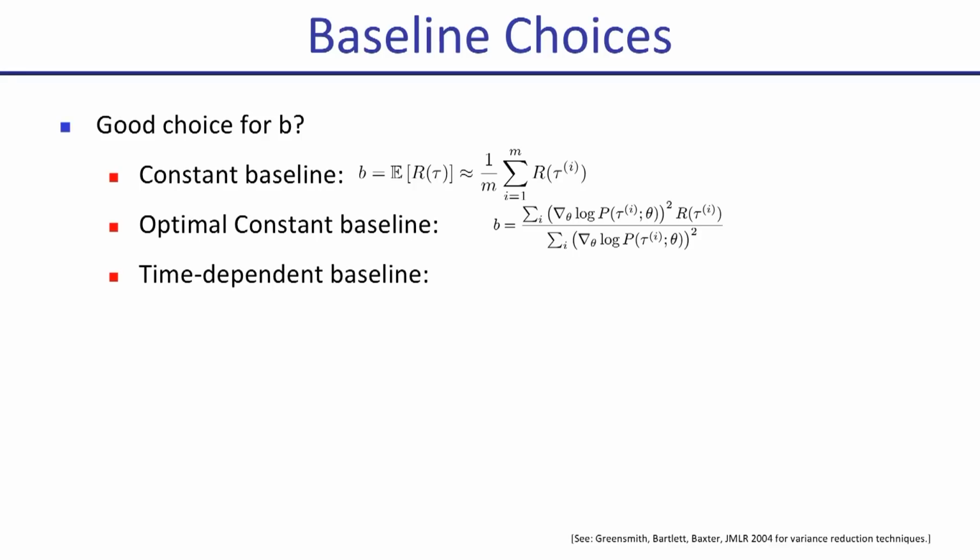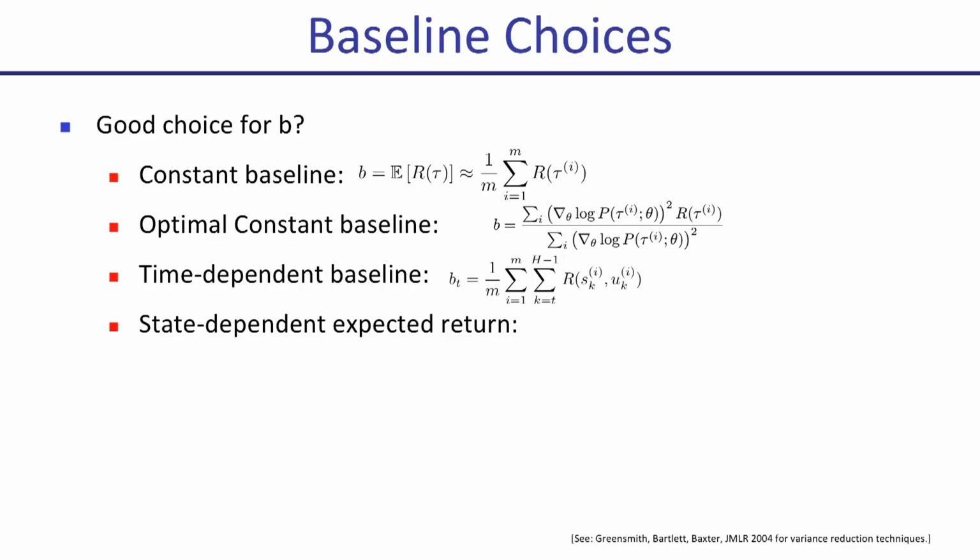You can also make it time dependent, because we saw we have grad log probability of actions given state, not just grad log probability of the entire path. You can make this baseline time dependent and take the average from a certain time onwards. You can also make it explicitly state dependent. You can say, I have seen rewards from state S_t.